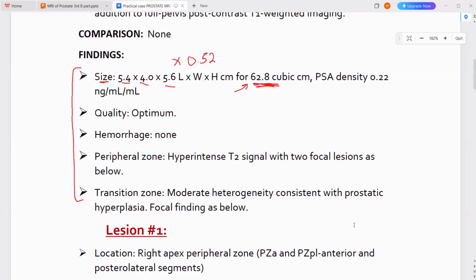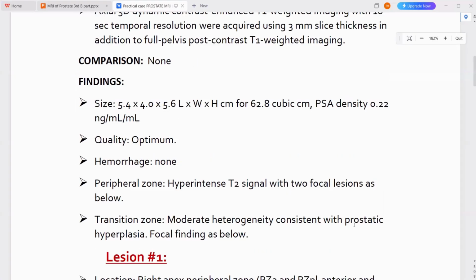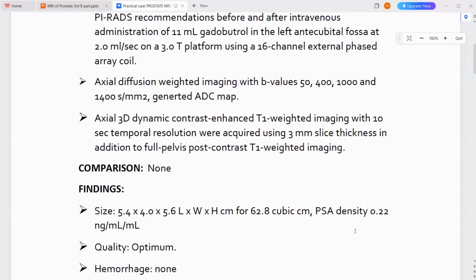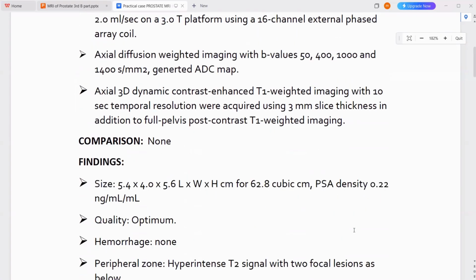According to the volume of the prostate and the PSA level, as you can see here, the PSA level is 14.2. So we will divide 14.2 over 62.8. This is the prostatic volume, and this is the PSA level. We will get the PSA density. In our case, it is 0.22.